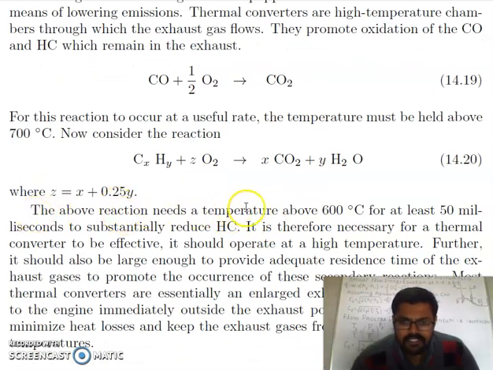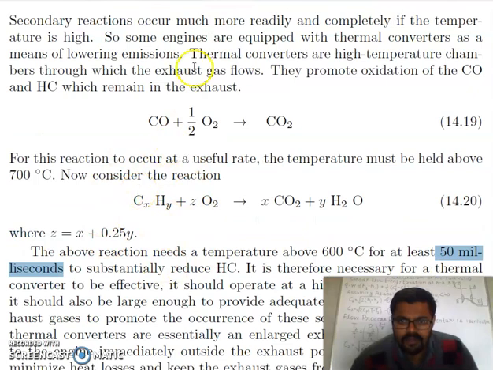The above reaction needs a temperature of 600 degrees Celsius. So this reaction needs 600 degrees Celsius for at least 50 milliseconds to substantially reduce hydrocarbon emissions. It is therefore necessary for a thermal converter to be effective, it should operate at a high temperature. Further, it should be large enough to provide adequate residence time to the exhaust gases to promote the occurrence of these secondary reactions. So this is one of the methods, that is your thermal converter.